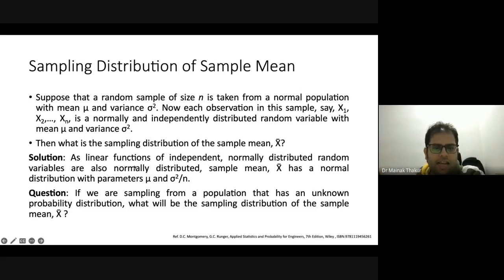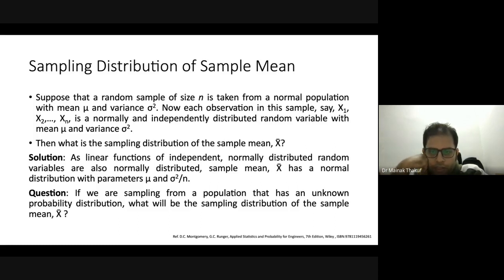Expectation is a linear function, and the distribution of x bar will be a normal distribution. As we have said, a linear function of independent normally distributed random variables is also normally distributed. Linear function means x bar is x1 plus x2 plus xn by n, a simple linear function. So x1 is normally distributed, x2 is normally distributed, xn is normally distributed, so their linear function will also be normally distributed. This is a particular property of the normal distribution. It does not happen with all distributions, all random variables. It happens with the normal distribution.